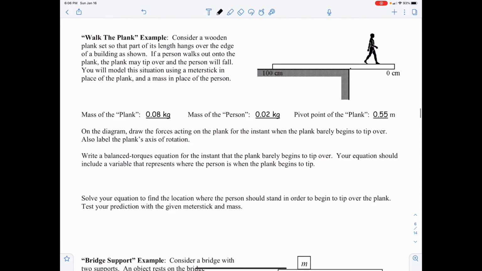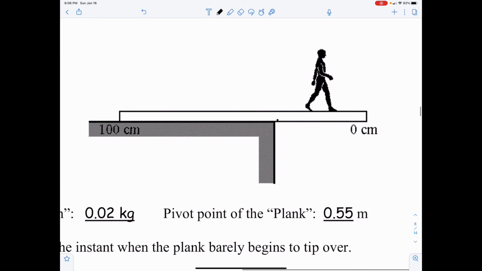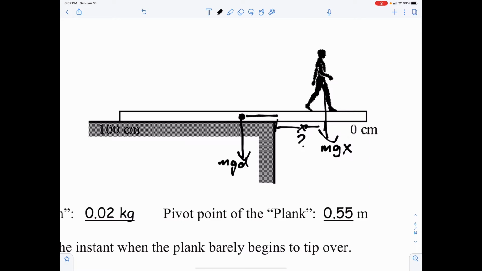Okay, so go to our picture. Let's zoom in our picture. The forces acting on this thing would be the weight of the person. So M times G times, we'll call this distance X. This is our mystery distance. That's what we're looking for. And the center of the meter stick provides the center of mass. So M times G times D, where this is distance D from the center of the meter stick to the edge of the table, which is our pivot.